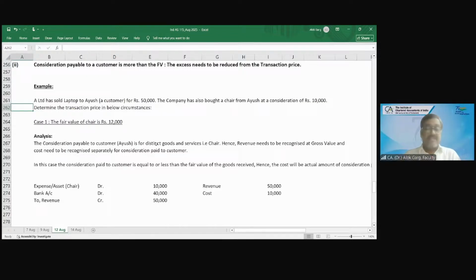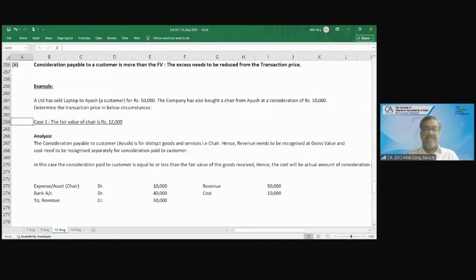So A Limited has sold a laptop to Ayush. Ayush is a customer for A Limited. At the same time, A Limited is also purchasing furniture from Ayush, right? And what is the transaction? 50,000 rupees is the price of the laptop. And the consideration payable to the customer, who is Ayush, is rupees 10,000. Now we need to determine the transaction price.